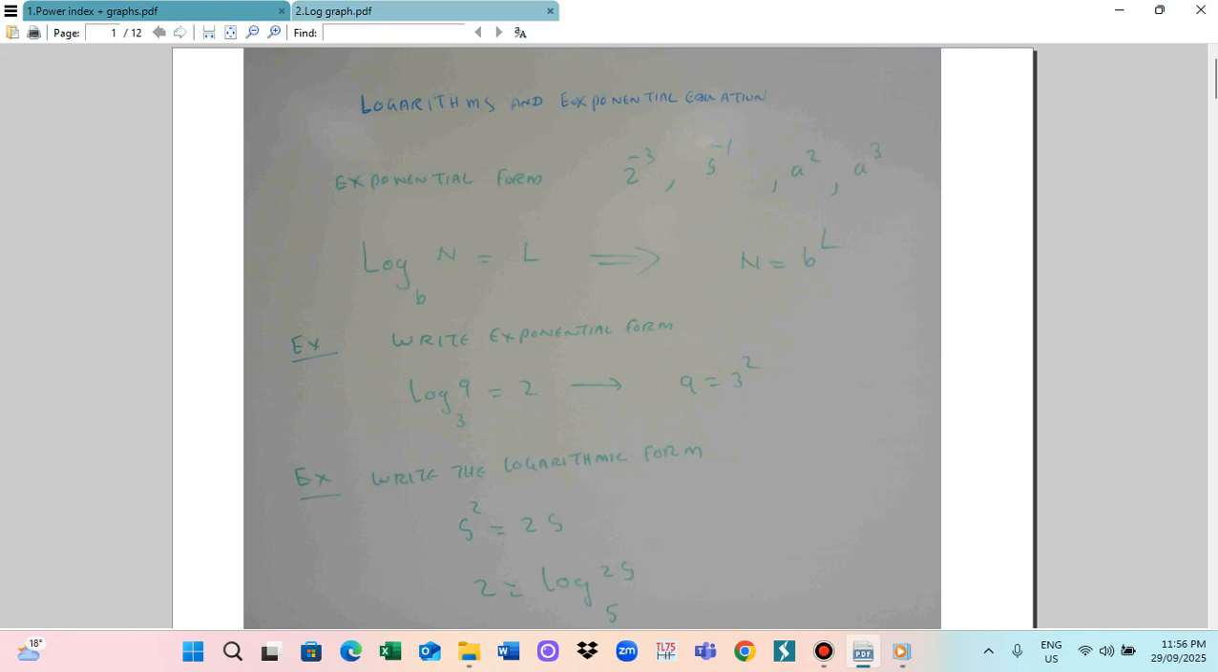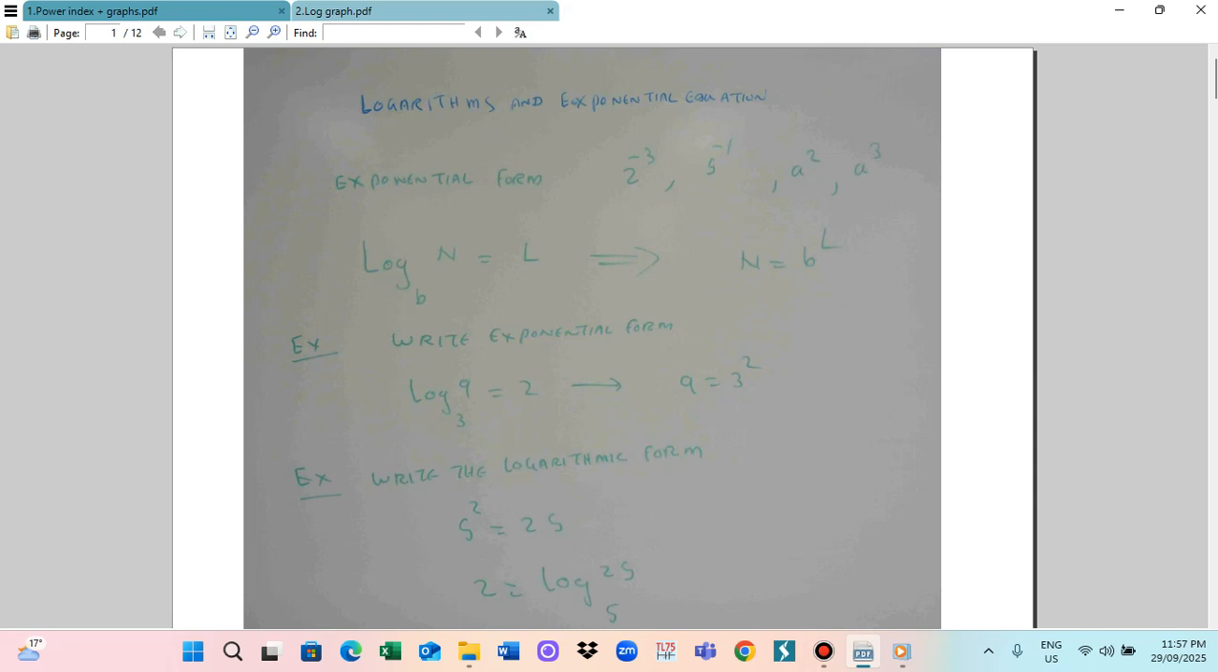This is the equation: log m base b is equal to n. Then in exponential form we can write m is equal to b power n. So if log m base b is equal to n, then you can write m is equal to b power n. The first one is the logarithmic form, and the second one is the exponential form. Okay, so we do an example here.